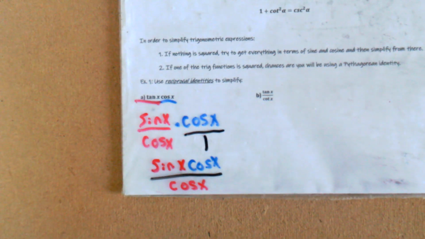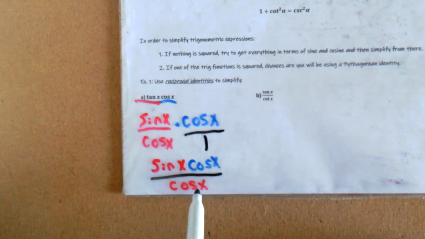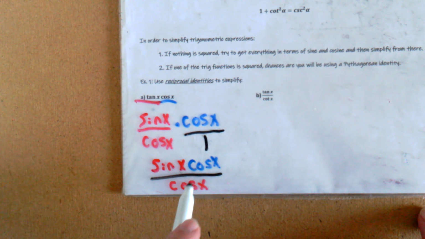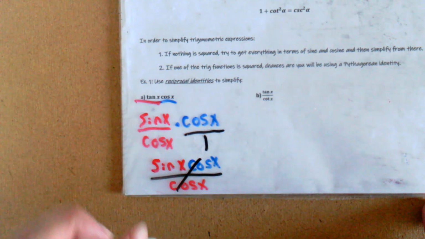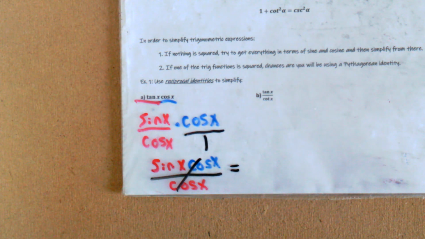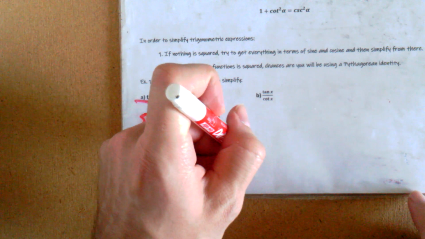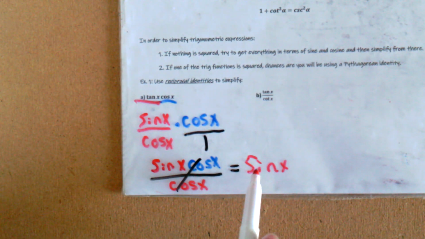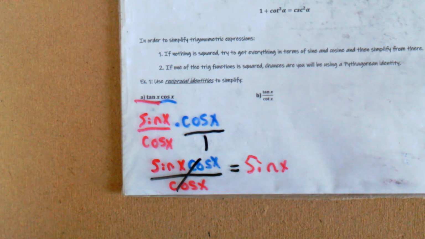Okay, now does anything cancel out? Well, remember that cosine divided by cosine is just 1, since any number divided by itself is 1. So cosine can cancel out. And we're left with sine. Cool. Now we just have one term, and it's not a fraction. So our answer is simplified as much as possible.